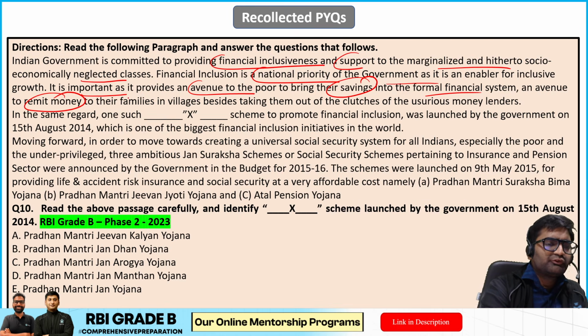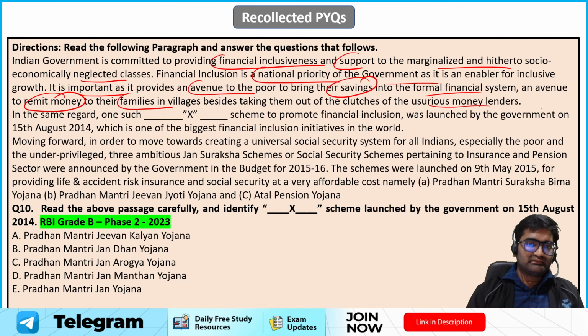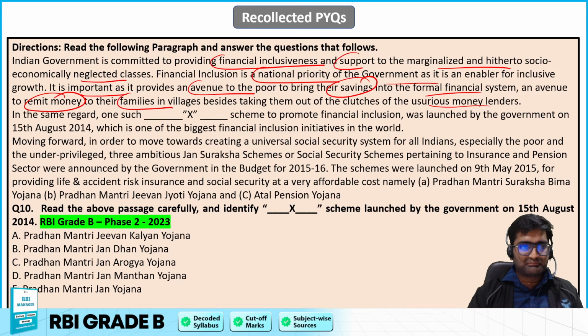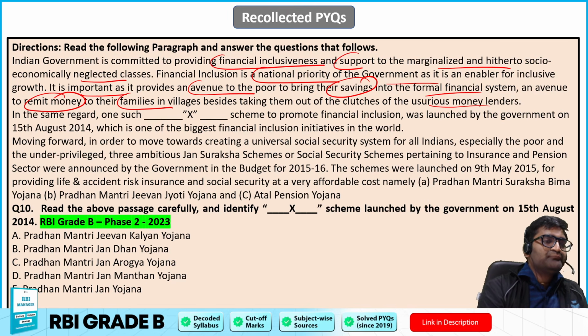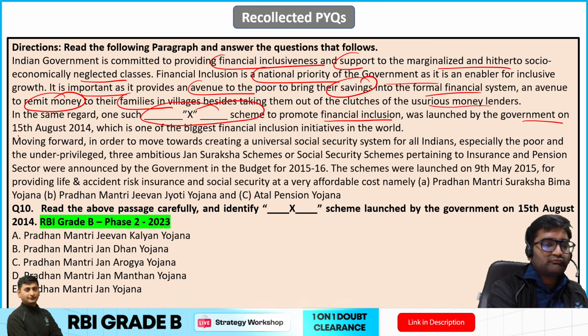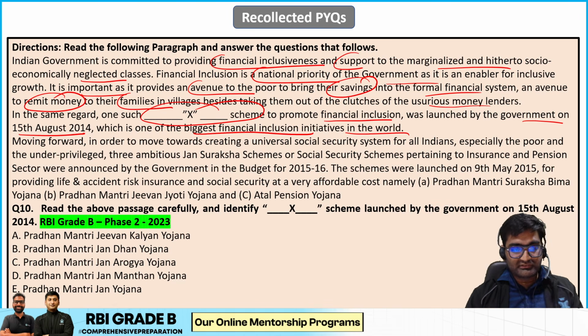Through the formal system to their families in villages, besides keeping them out of the clutches of usurious moneylenders, who many a time put these people into debt traps, so they can escape that. In the same regard, one such scheme to promote financial inclusion was launched by the government on 15th August 2014, which is one of the biggest financial inclusion initiatives in the world. So which is this scheme?